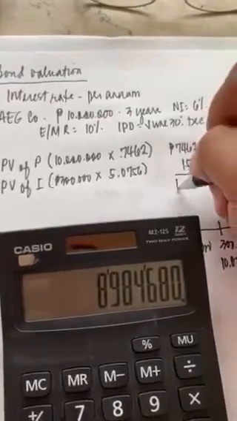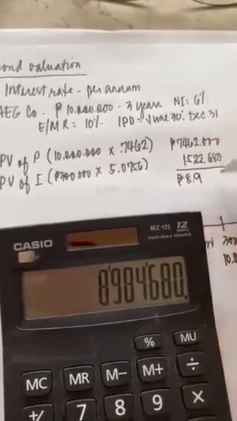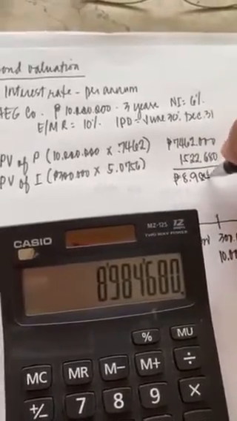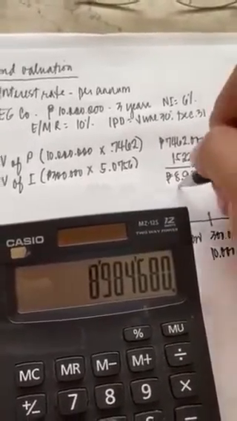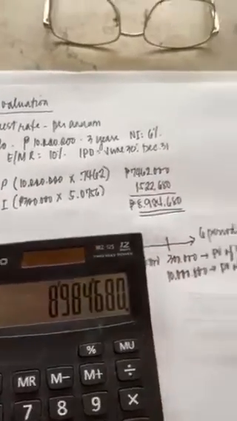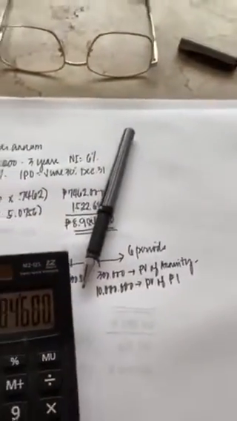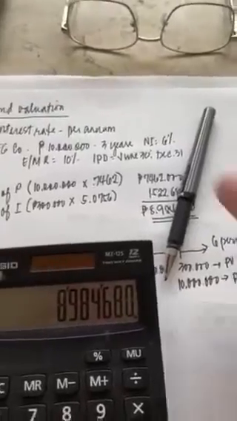Therefore, the issue price of the bond is 8,984,680. So this is the price by which the issuer will issue the bond, and of course the investor is willing to buy the bonds.